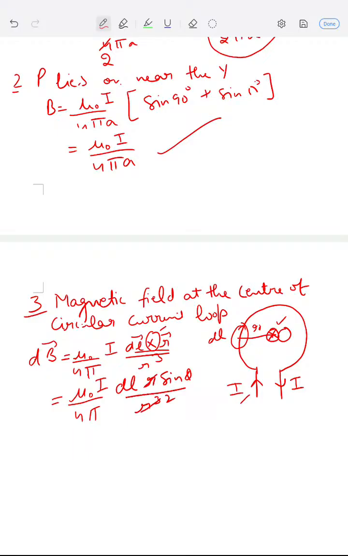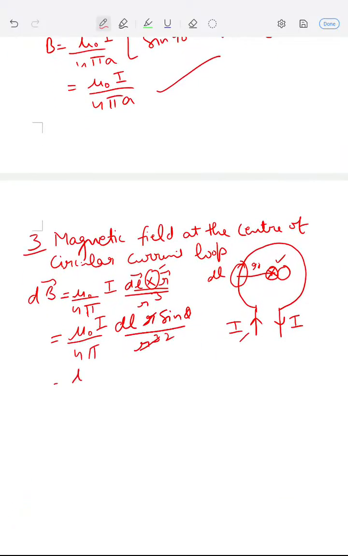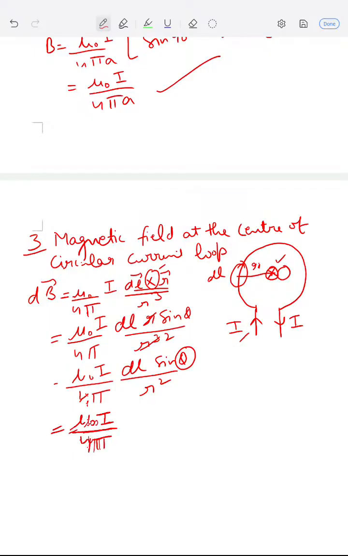It cancels out, it is r square. So mu 0 I upon 4 pi, dl sine theta upon r square. This angle is 90 degrees because the center of the circular wire makes a 90 degree angle with the radius r. So this is mu 0 upon 4 pi, I dl sine 90 degrees upon r square. Sine 90 is 1, so it is dl upon r square.